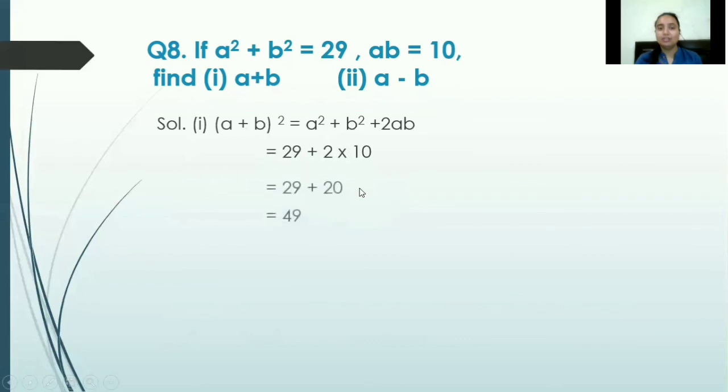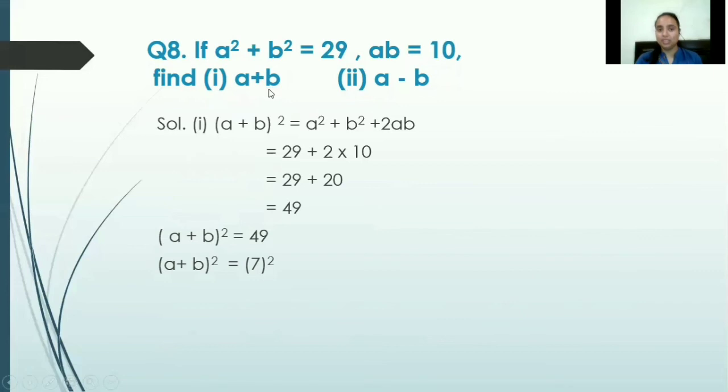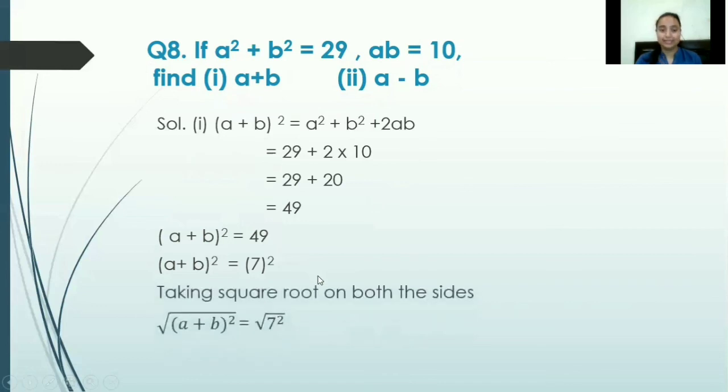Now we will just solve it. 29 plus 20 is 49. But this 49 is equal to A plus B whole square. But what they were asking is A plus B. So first write them as it is. 49 is the square of 7. Now we have to remove the square. Whenever you want to remove the square, you have to take the square root on both sides. Take it, and then you are able to remove it.